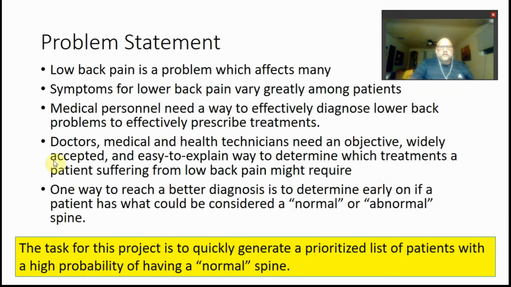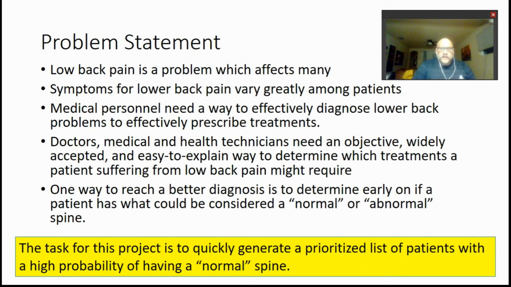Problem statement: low back pain is a problem which affects many. The symptoms for lower back pain vary greatly among patients. Medical personnel need a way to effectively diagnose lower back problems to effectively prescribe treatments. Doctors, medical, and health technicians need an objective, widely accepted, and easy to explain way to determine which treatments a patient suffering from low back pain might require.